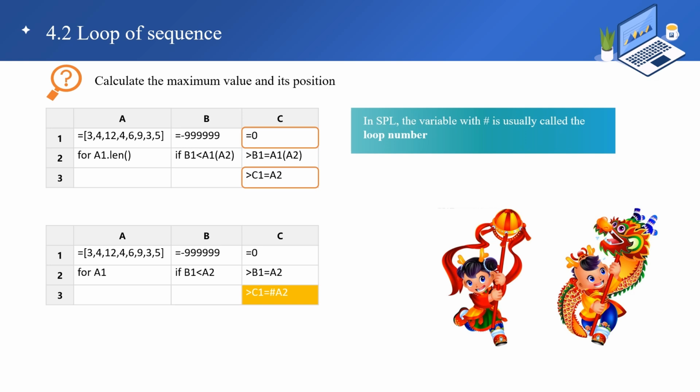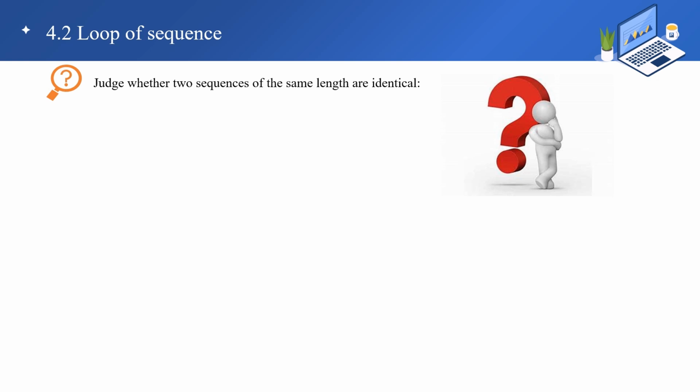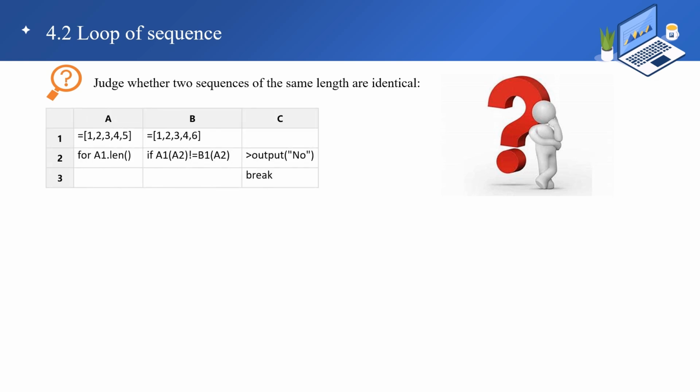This variable with hash sign is usually called the loop number. Let's take another example to judge whether two sequences of the same length are identical, that is, each member of the same sequence number is the same. It can be written using a conventional loop like this.